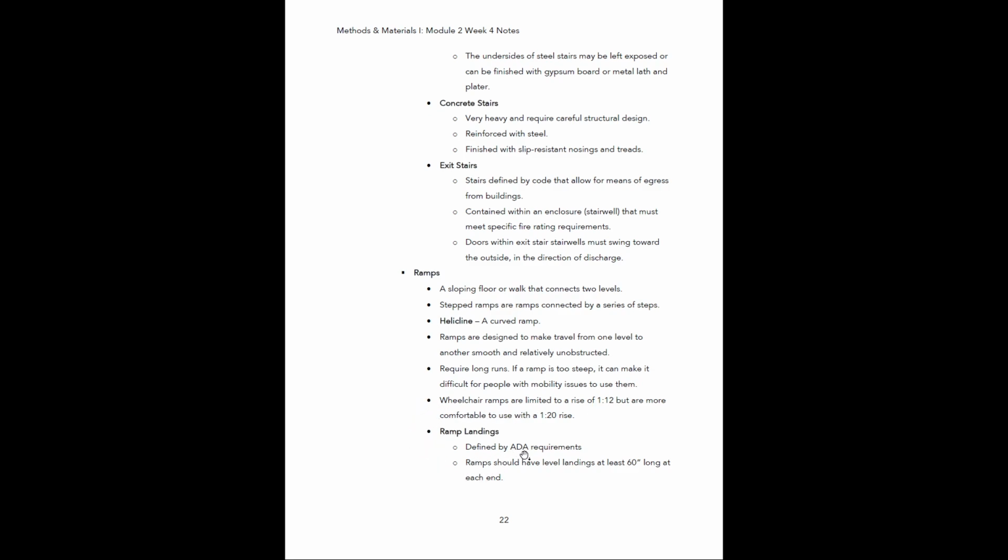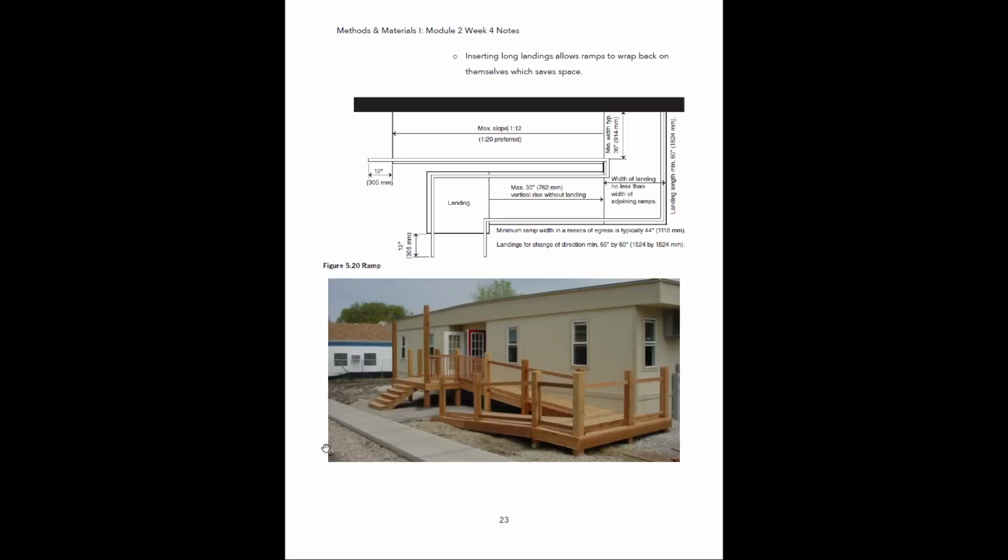Ramp landings are defined by ADA requirements. Ramps have to have level landings at least 60 inches long at each end. Inserting long landings allows ramps to wrap back on themselves, which saves space. If we look at this here, you can see we have this landing on this side, and that is what allows us to wrap back this way, and it condenses the overall footprint of the ramp.